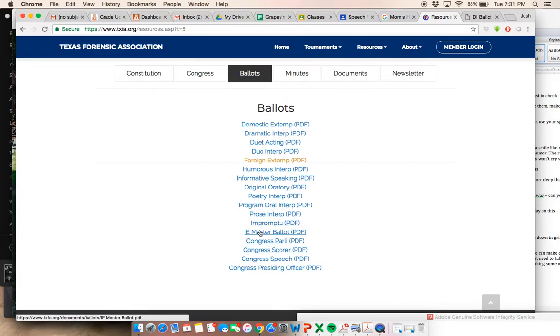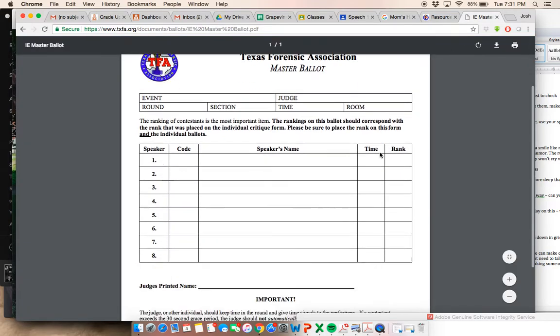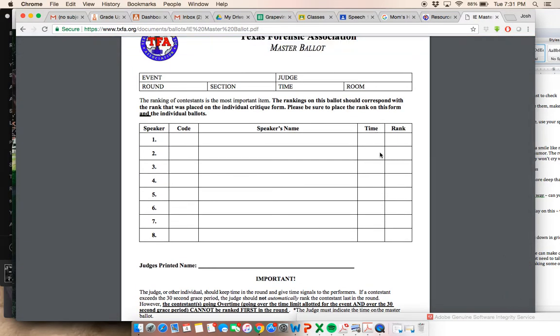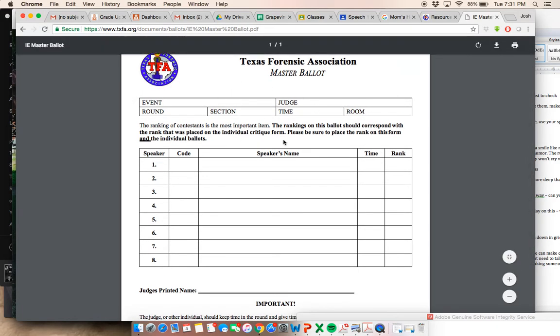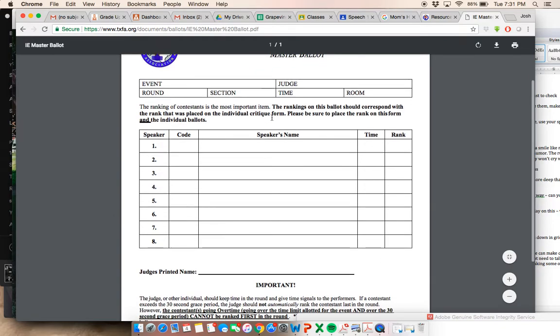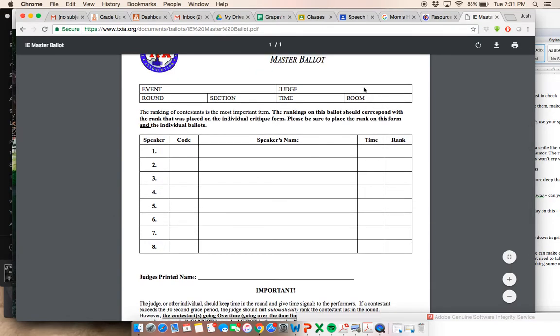So, the first thing you're going to want to know is that you'll get a master ballot. It's not going to look exactly like this, but very, very similar. When you're looking at the master ballot, at the top, you're going to see the event and the section and the round, all of that will be filled in for you. Don't necessarily have to worry about that. And you'll see a room number that's going to tell you where to go.